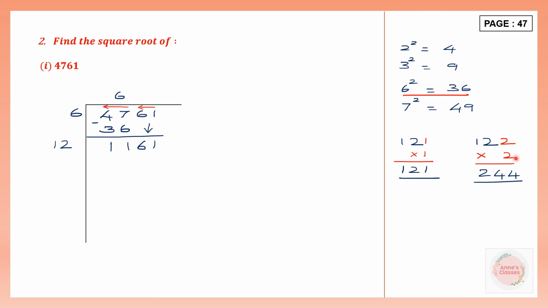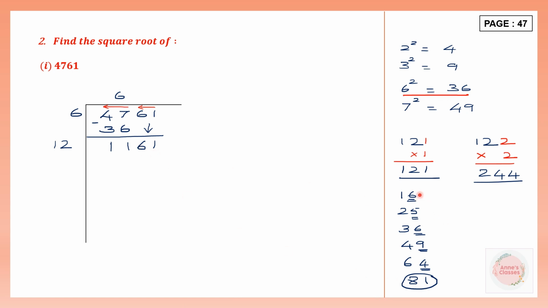Now, 2 2s are 4, 3 3s are 9, 4 4s are 16, it's not ending in 1, 5 5s are 25, not ending in 1, 6 6s are 36, no, 7 7s are 49, no, 8 8s are 64, no, 9 9s are 81. Now this is ending in 1. Why are we looking for a number ending in 1? Because here it's ending in 1.